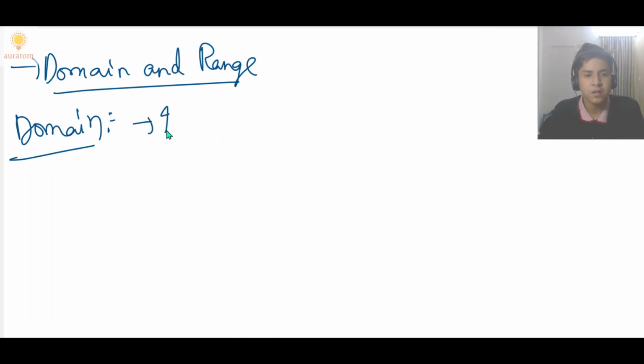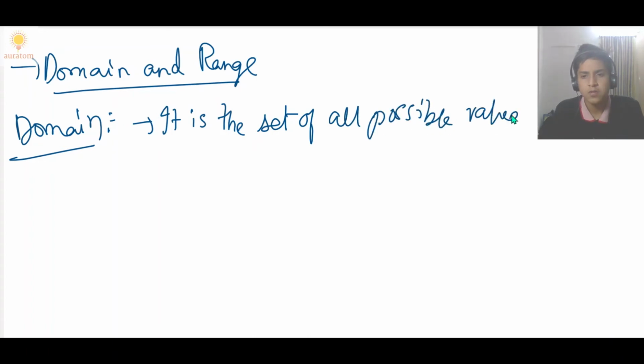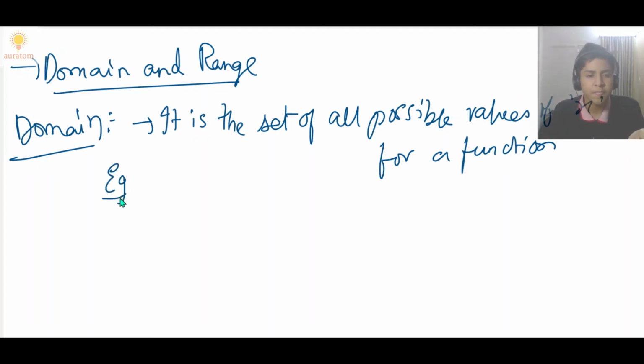So it is the set of all possible values of x for a function. That is, it is all the possible values of x for which the function exists. So let me take an example. Let's say that f of x equals x squared. For this, what are the possible values of x such that this function exists? We can see that whatever number we substitute in place of x, the function exists.